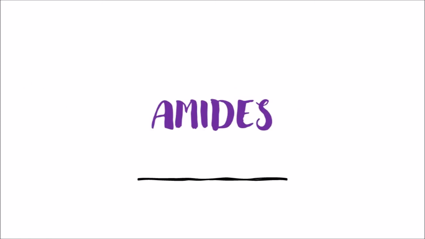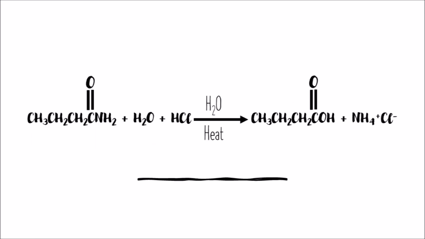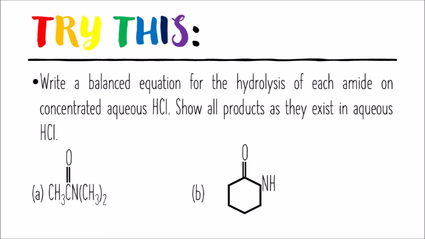Lastly, we have amides, and this is their structure. And they only perform one reaction known as hydrolysis. Amides require more vigorous conditions for hydrolysis in both acid and base than do esters. In this example, hydrolysis in hot aqueous acid gives a carboxylic acid and an ammonium ion. In this example, the products of amide hydrolysis in aqueous base are carboxylic acid salt and ammonia or an amine. Now pause the video and try solving these problems.